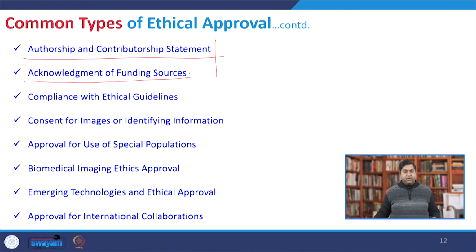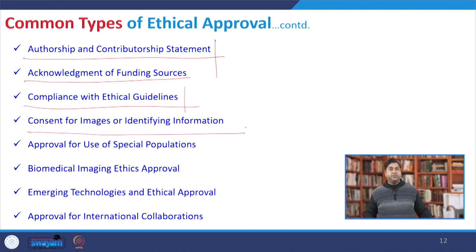Then acknowledgement of funding. That is also something you have to acknowledge, not only the funding, along with all the organizations or individuals who helped you to conduct the research effectively, you have to mention that. Then compliance with the ethical guidelines, wherever it is applicable, you should go for it and follow that. Consent for image and identifying information.